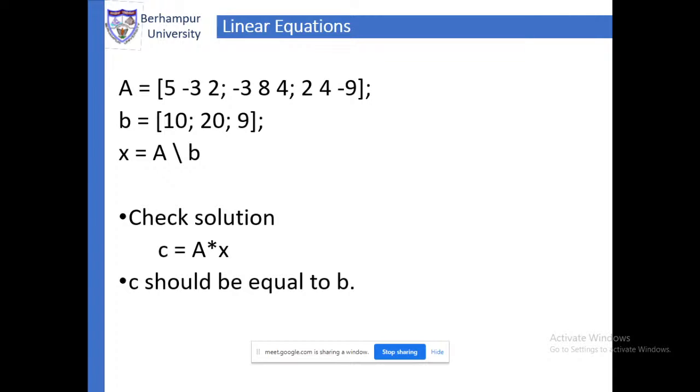Once you have done this, you have to check whether your answer is correct or not. That is a safety check that you are programming, or moving, in the right direction. So always check the solution. Now what should the check be? The check should be C is equal to A star X, which means you are multiplying A with X. When you multiply A with X, you should get B. Therefore, C should be equal to B. So that is how you check. Define C is equal to A star X, then compare the values of C with B. If they are the same, then your program is correct.